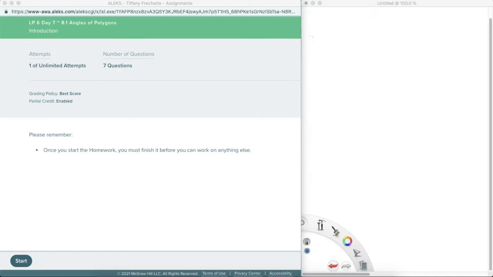Alright, welcome to Chapter 8, Section 1, called Angles of Polygons. This is for IM2, or Integrated Math 2. So a couple things we'll go over here before we get started.